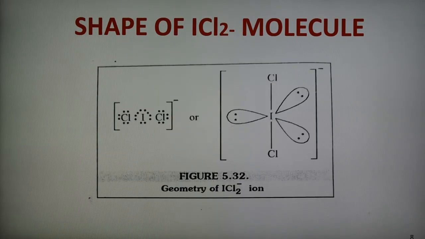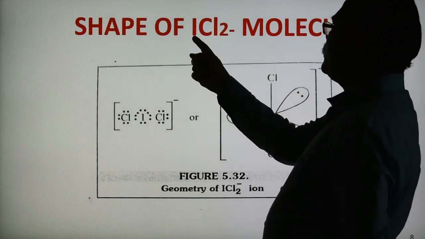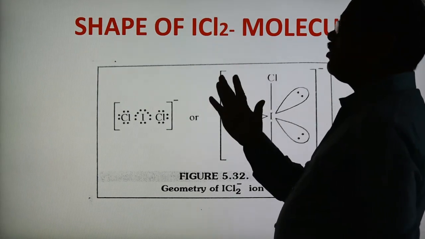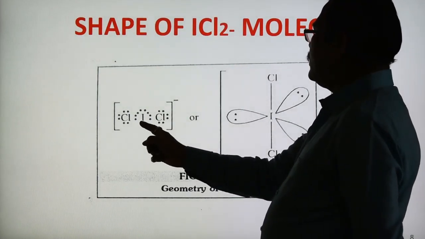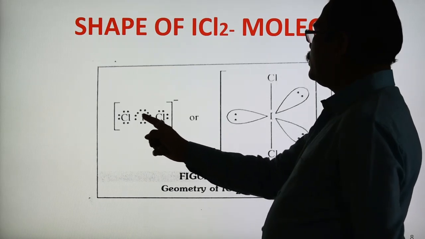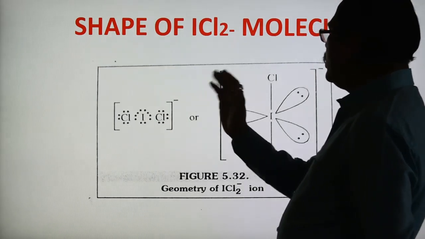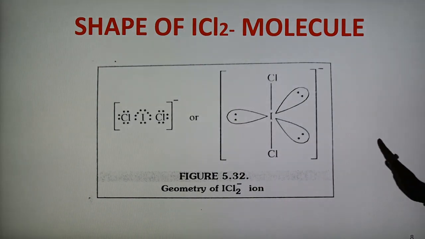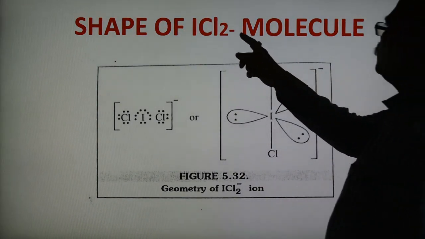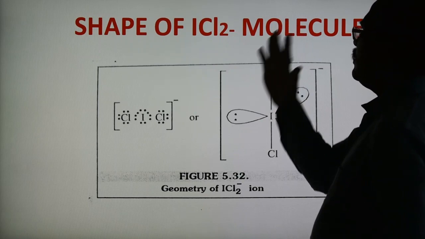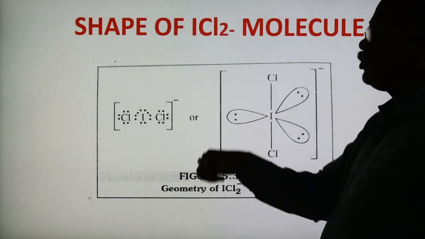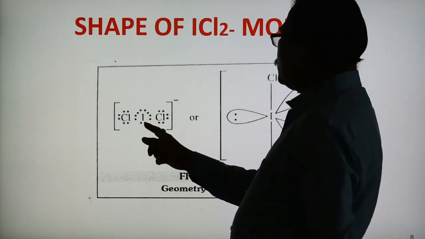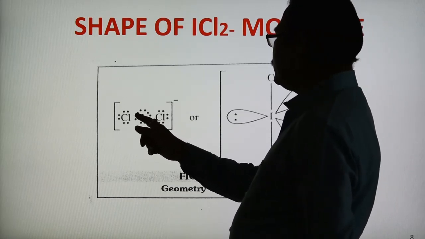Next is the shape of the ICl2 minus ion. Now in ICl2 minus, the central atom is iodine. There are 7 electrons in the valence shell of iodine, and the 7 electrons are shown here: 1, 2, 3, 4, 5, 6, 7. Total 7 electrons are there, and 1 minus charge is there. So 7 electrons and the negative charge means electrons are added.